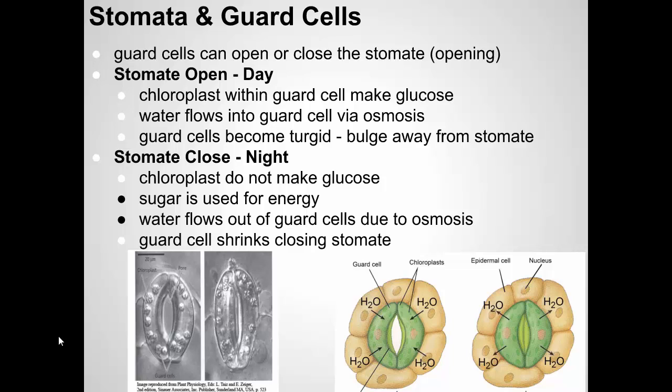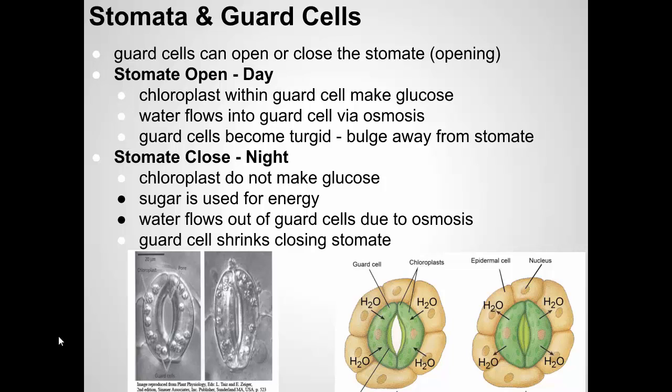What happens then is, because of osmosis, where is there a higher concentration of water? In here in the guard cells, which are making a lot of sugar, or out here in the surrounding cells? Out here. So water, because of osmosis, flows in and swells up these guard cells. When they swell up, they form this crescent shape and they open up. So that's in the daytime. They bulge away and they open up the stomate.